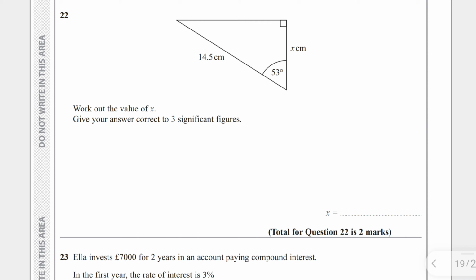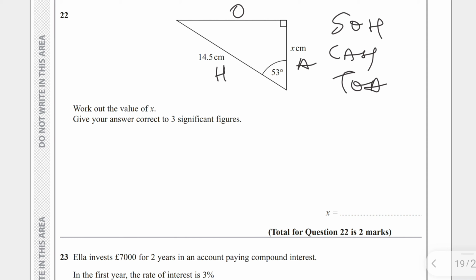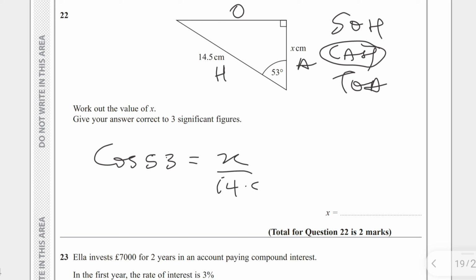So work out the value of x. So this is trigonometry. This is our opposite, our hypotenuse, and our adjacent. So which trigonometry ratio from SOHCAHTOA are we going to use? We have the ratio of hypotenuse and adjacent. In this case, that is cosine. So cos 53 is going to be adjacent over hypotenuse. So that will make x equal to 40.5 times cosine of 53.